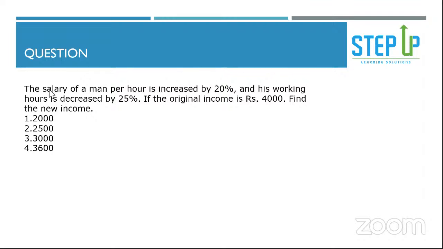Okay, so one hint I'm giving you: the salary of a man per hour is increased by 20% and his working hours are decreased. So how will the wages be calculated, or how is the payment done? Number of hours into per hour wages will be the total salary.